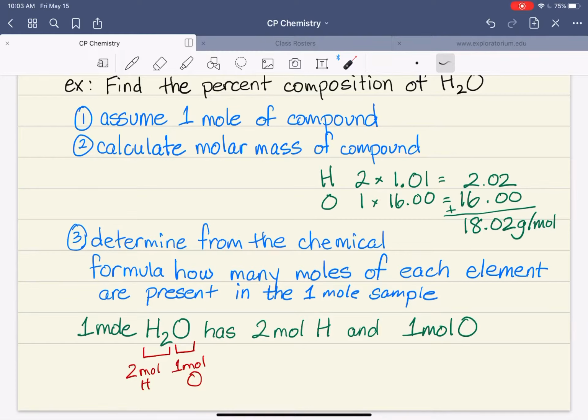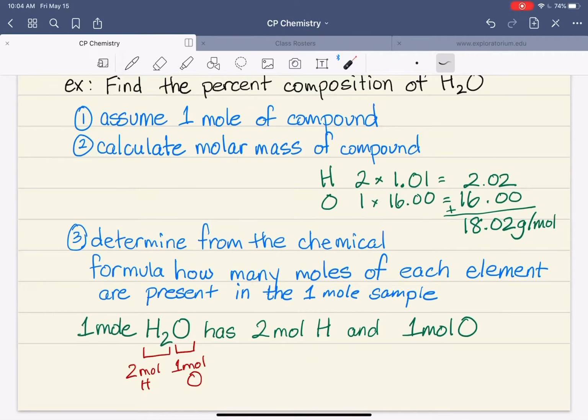So I've done that here. I've got 2 hydrogens times the molar mass of 1.01 grams per mole gives me 2.02. For oxygen, I've got one of them at 16 grams per mole, so 1 times 16 is 16. Add these up together, and I get a molar mass of 18.02 grams per mole.